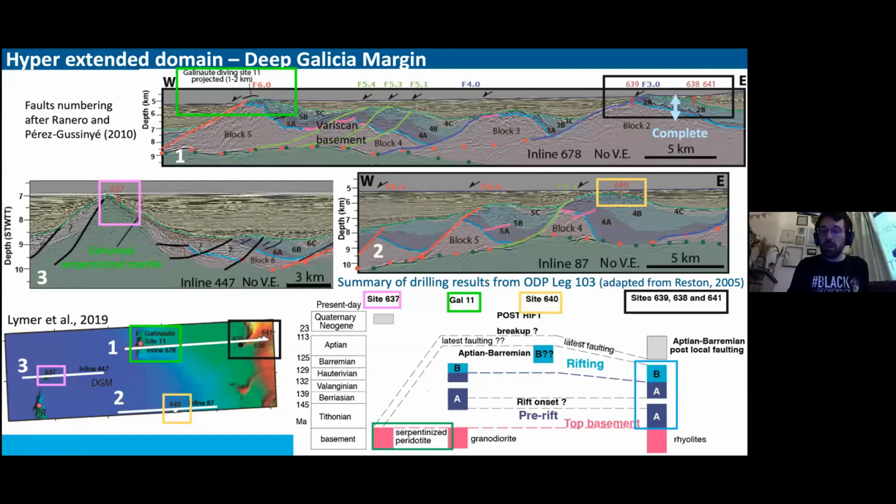constrained. And the last point, the fact that the Aptian-Barremian post-faulting unit at this site has the same age, Aptian-Barremian, as the syn-rift units at that site, so between this site here and that site. So it shows that the top of the syn-rift gets younger oceanward, and so it suggests that the faulting was diachronous across the margin during rifting.